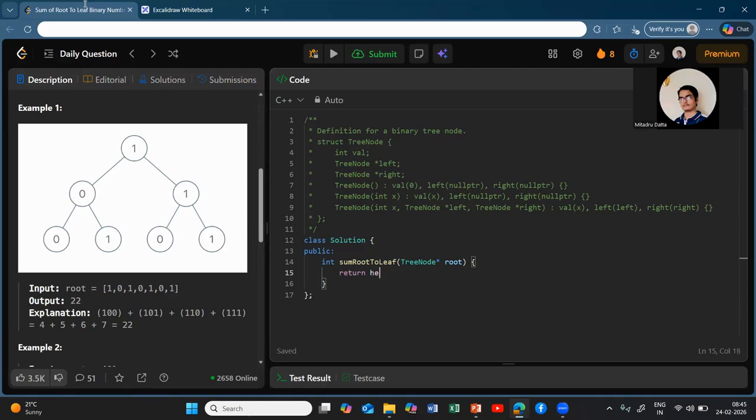So you can just return another helper function which will give you root and your answer, which is initially 0. So you want to return your answer. When you have this helper function, you can just write tree node star root and int answer. Okay. So if you encounter your root to be null, what you can do, you can simply return 0. Okay. And what I want to say is that answer will be always answer into 2 plus root arrow val. I hope this thing is very much clear through our approach.